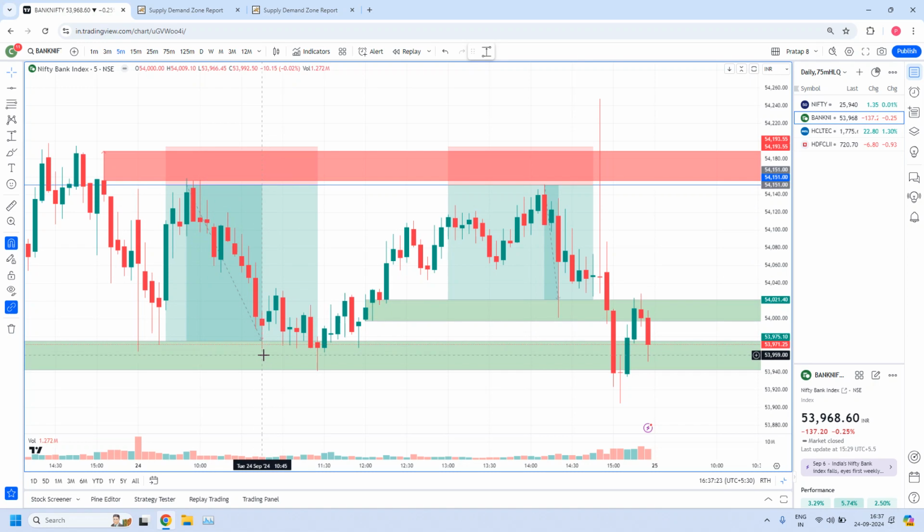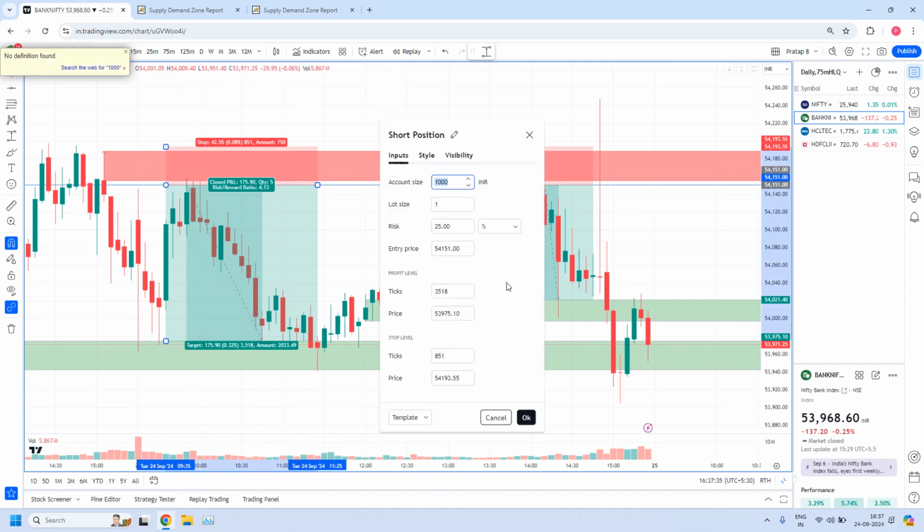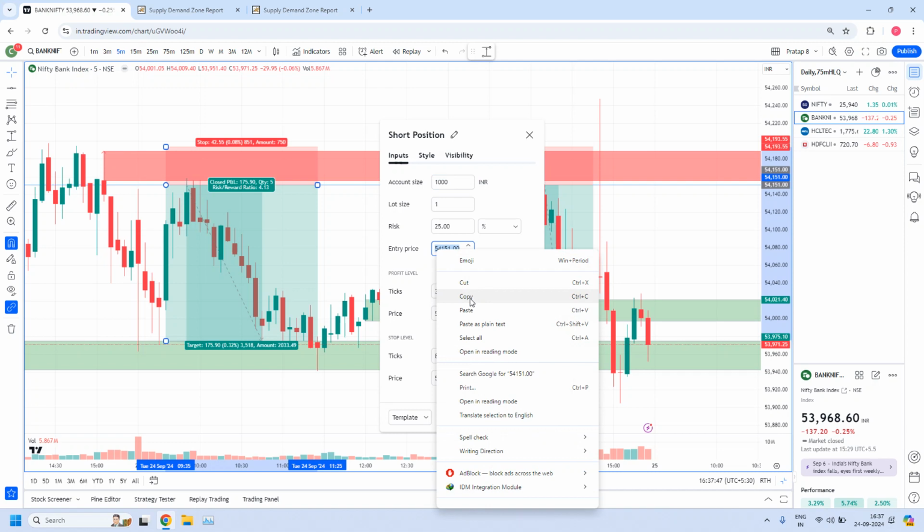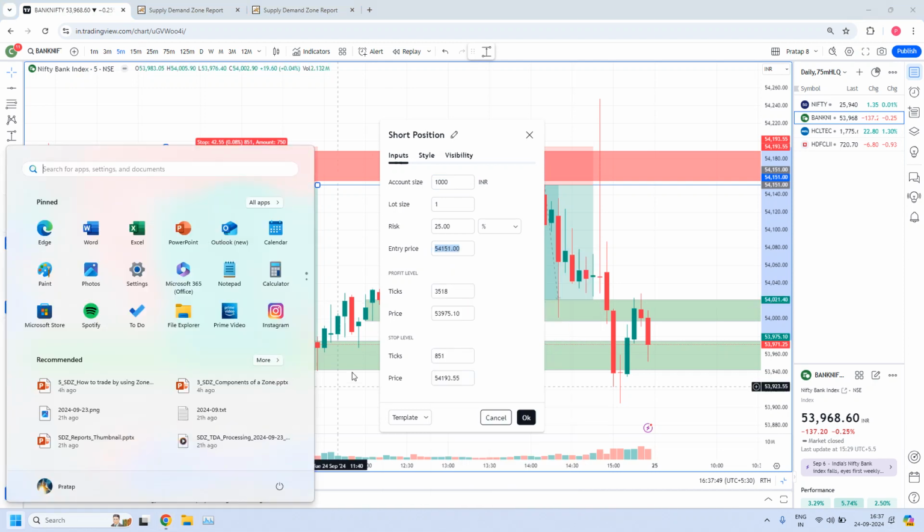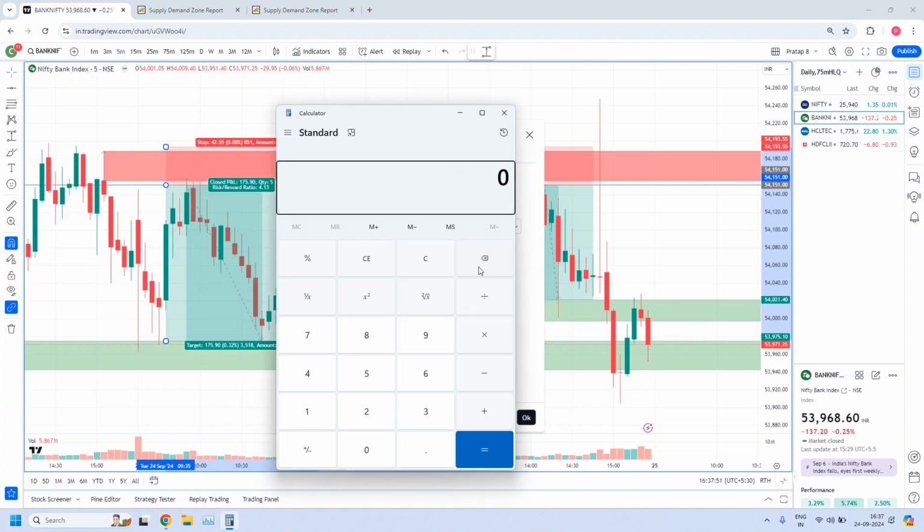How much profit did we get? And moreover, what is the RR it gave? It has given 1:4.13 RR. That means we got 1:4 RR. And what is our entry? The entry price is at the blue color line, because we added some entry buffer. The blue color line, the entry price, is 54,151, the index value. So let me copy it and take the calculator. Let us see how much profit we got.